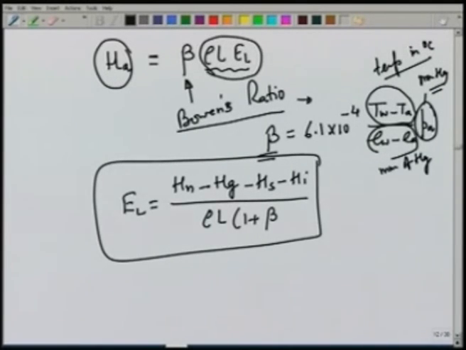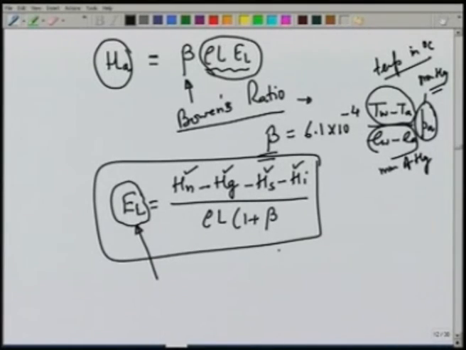and as we have discussed, all these four quantities are comparatively easier to measure, and therefore obtaining EL from this equation is quite straightforward. So using water balance or energy balance, we can obtain the lake evaporation EL.